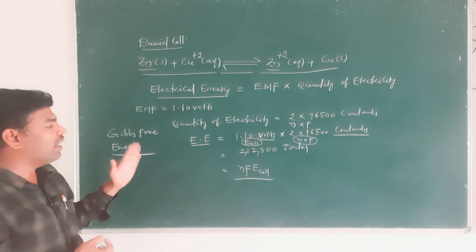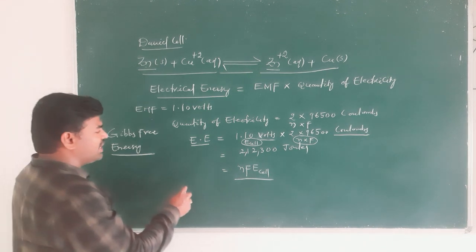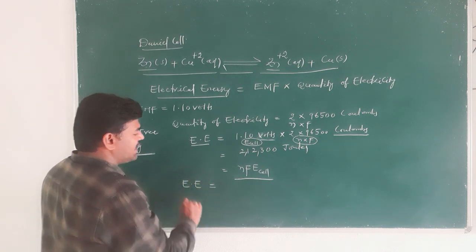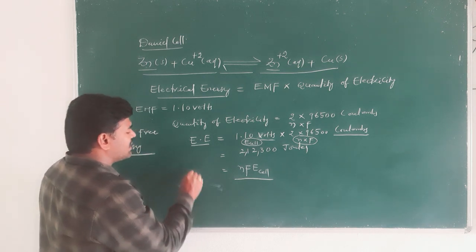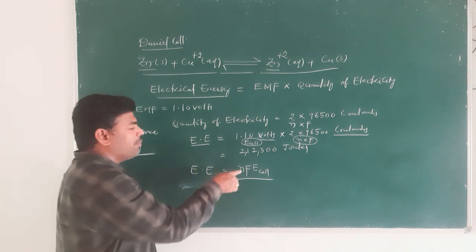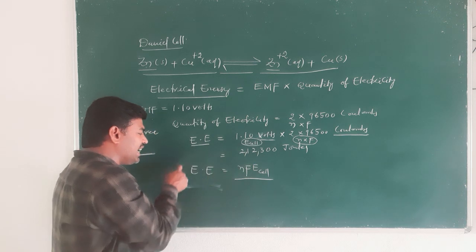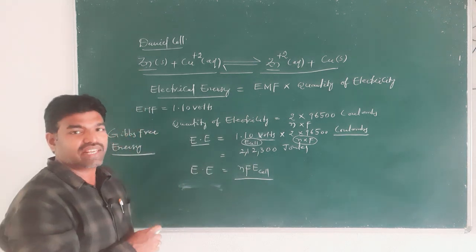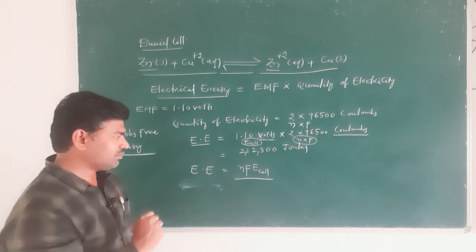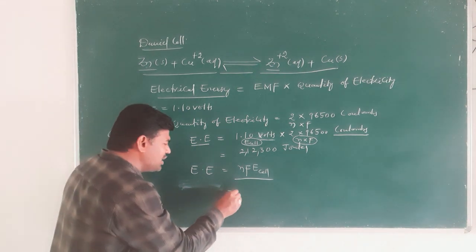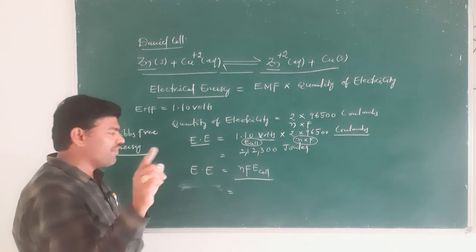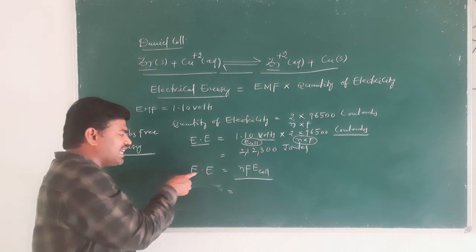So Gibbs and Helmholtz found that electrical energy, we know that electrical energy is equal to NFE cell. By this equation we can calculate the electrical energy that is produced in the Daniell cell. But Gibbs and Helmholtz found that, according to the law of conservation of energy, this electrical energy is generated.